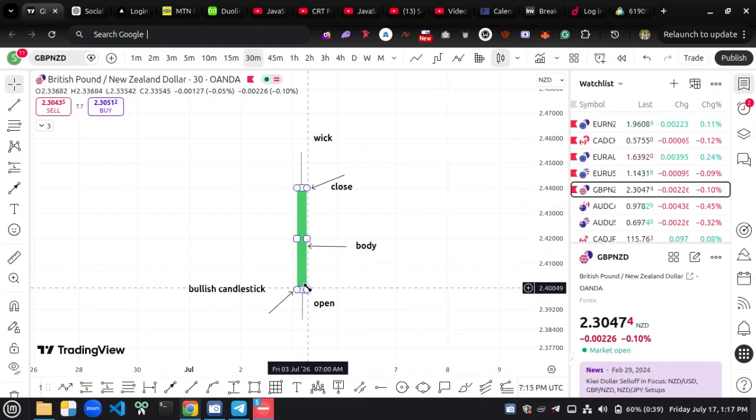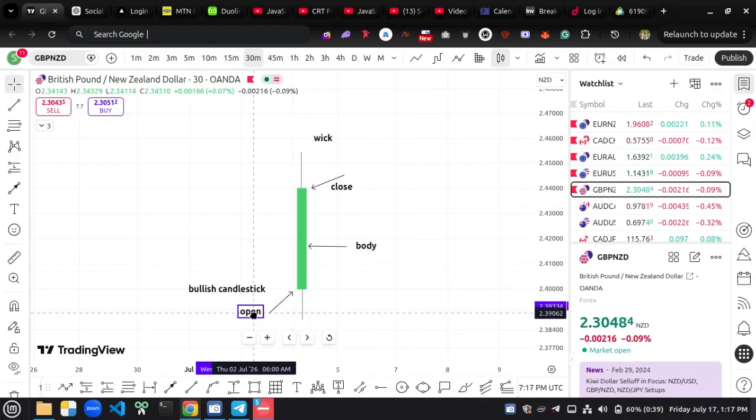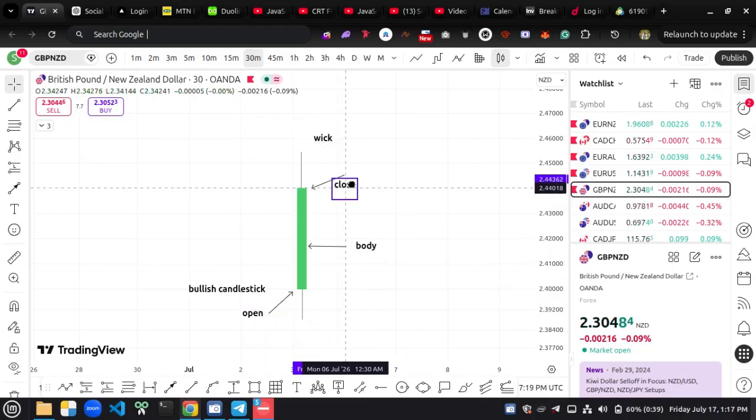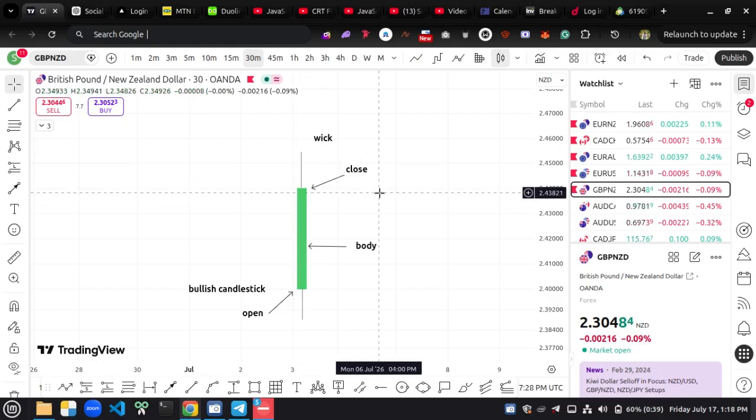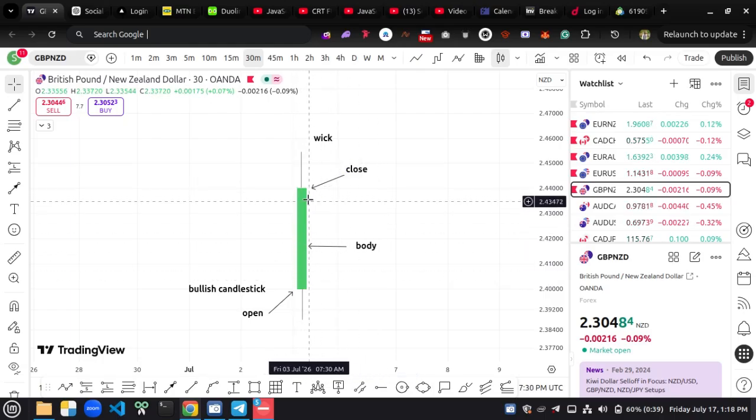The market opens at this point, for 30 minutes, for 1 hour, for 2 hours, whichever time frame you are on. It opens, then it closes at this point. It means a bullish candle. Why? Because this is the opening, this is the close. Now, this is the body, this is the wick. Body is quite easy. Let me explain what the wick shows.